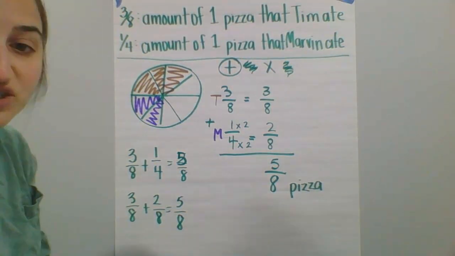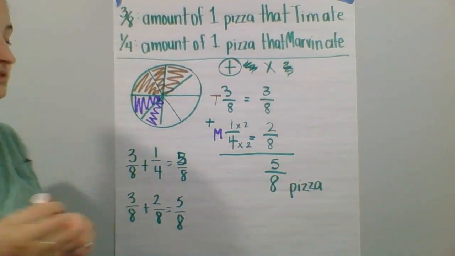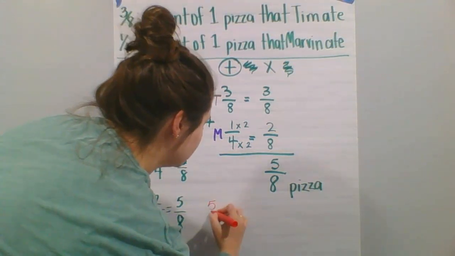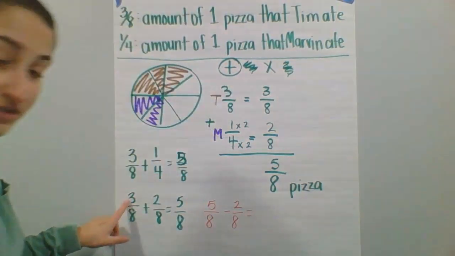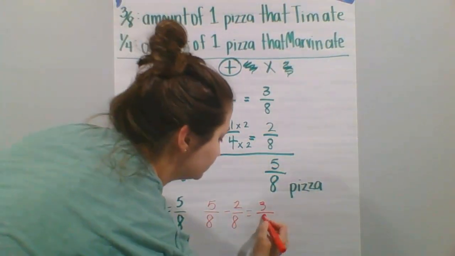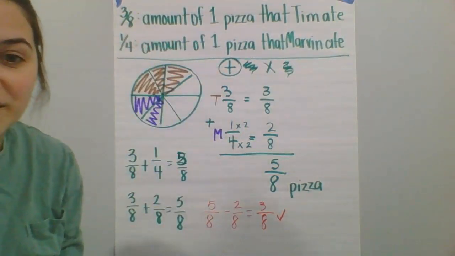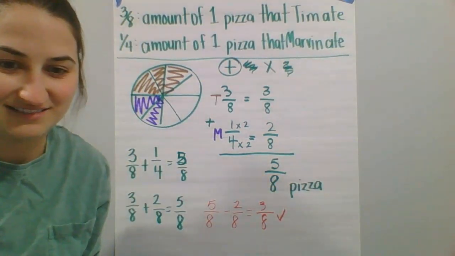And remember, if we want to check our work, we just do the opposite operation. So we should be using subtraction to check our work. And that would be, does 5/8 minus 2/8 give me 3/8? So 5 minus 2 is 3, and 8 stays the same. So this would be correct. So Tim and Marvin ate a total of 5/8 pizza.